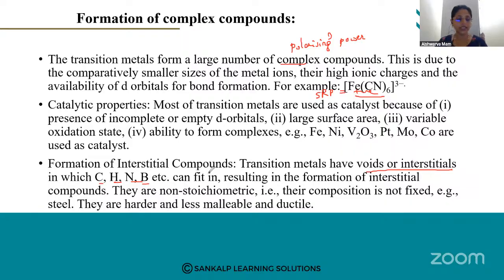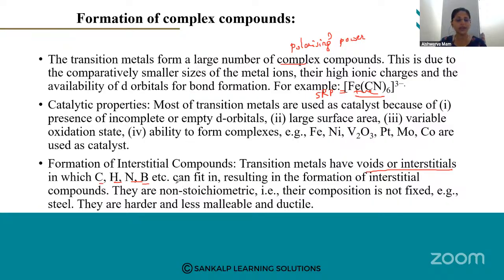The guest atom decreases the malleability and ductility. They are harder and less malleable and ductile. Because of the presence of this guest atom, whether it is carbon, hydrogen, nitrogen, or boron, it will be present in the interstitial site. So because of this guest atom at the interstitial site, it will decrease the malleability and ductility, and also increase the hardness of the particular transition metal.